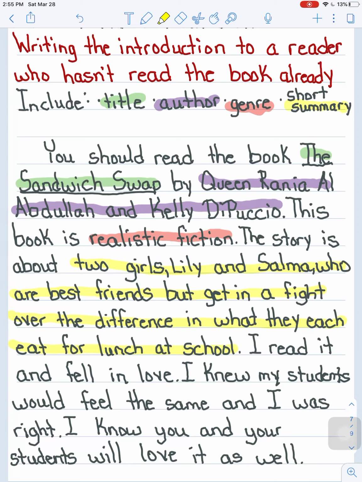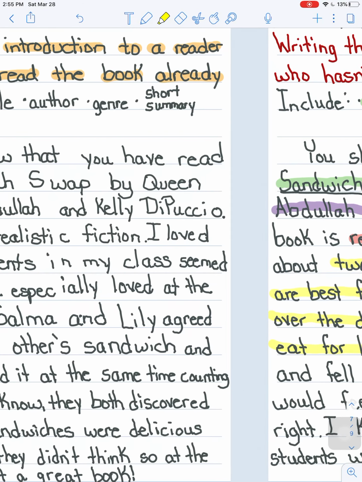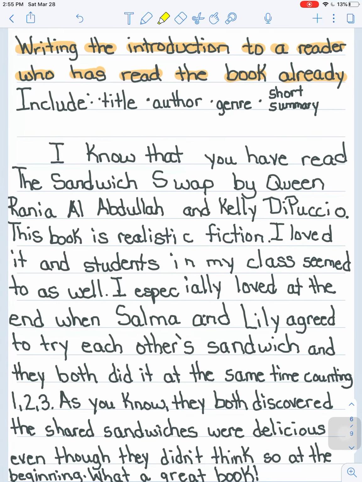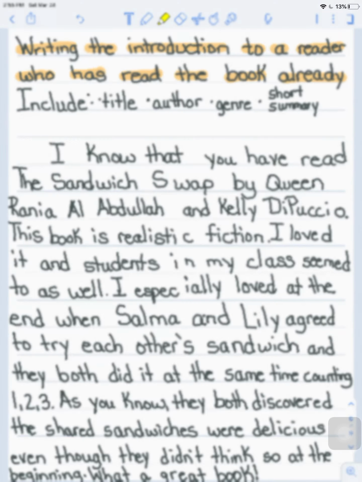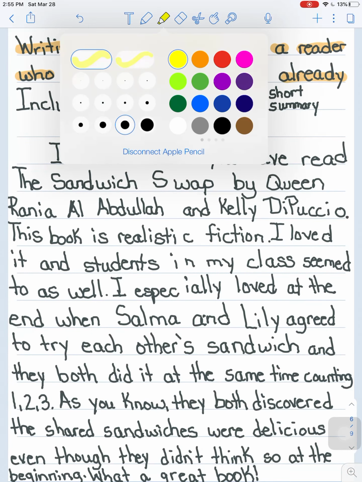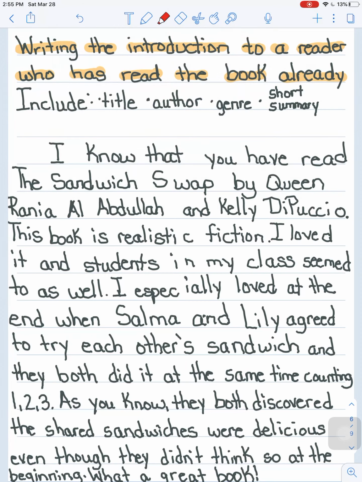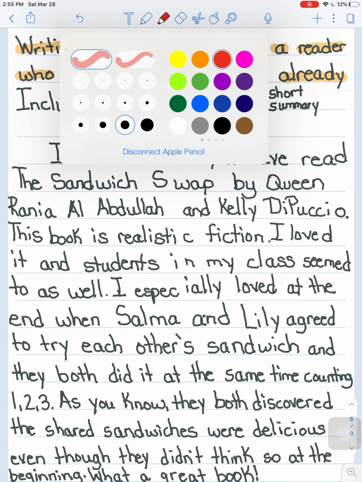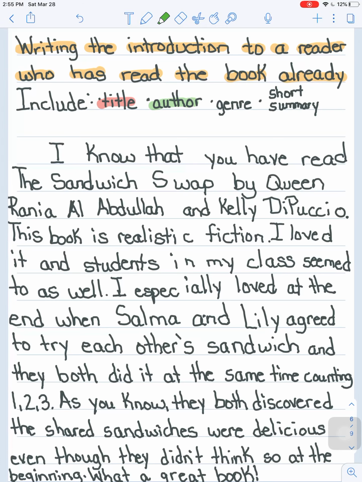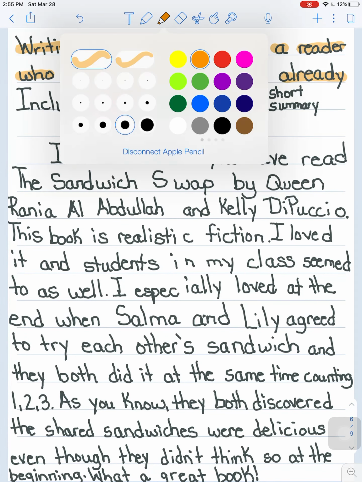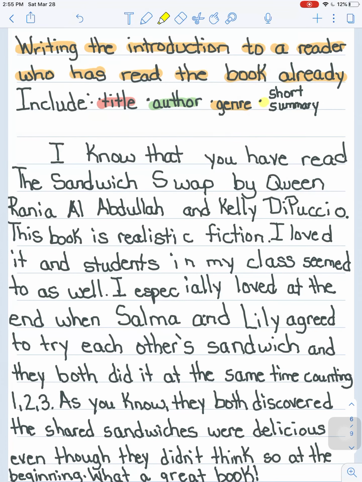Let's look at another way you can write the introduction if the reader has read the book. And again, you want to include these four same things in it. You want to include the title of the book. You also want to include the author of the book. You want to tell what the genre of the story is. And you want to include a short summary. Okay, so here's what I wrote, keeping in mind that my reader has read the book already. So I could tell anything about this story because they already read it.